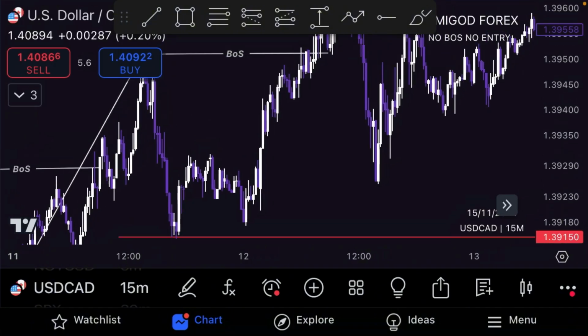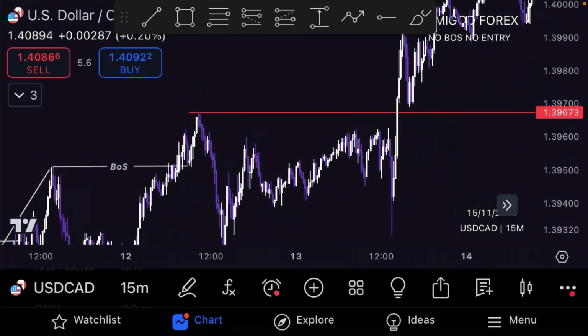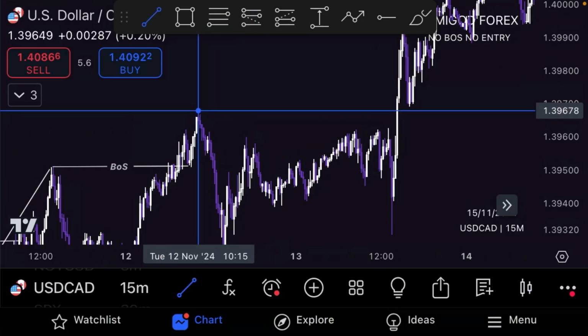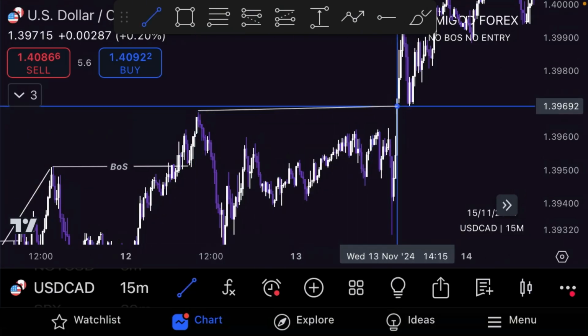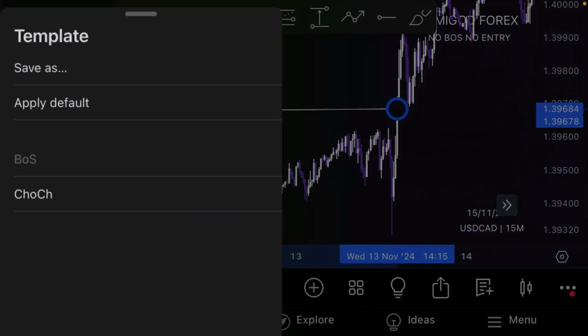Now, did we break this level? The answer would definitely be no. Okay, so did we break above this level? The answer would definitely be yes. So we have another what? Break of structure at this point.